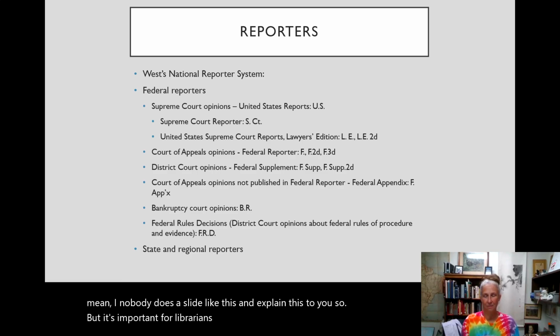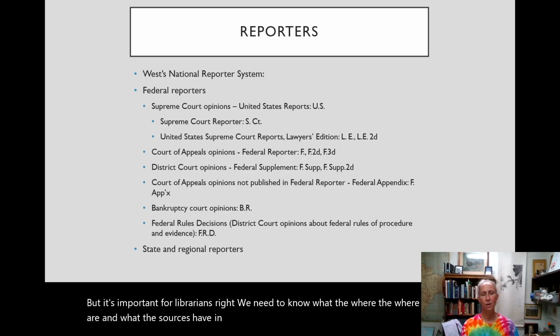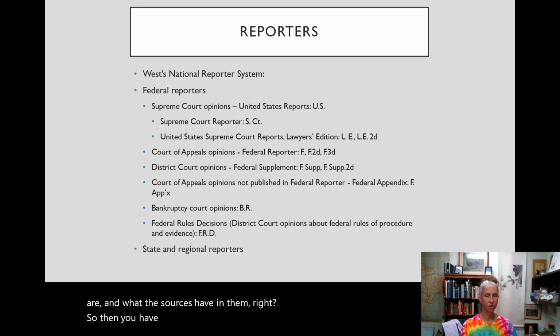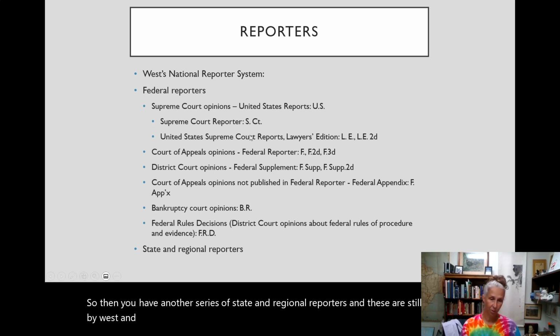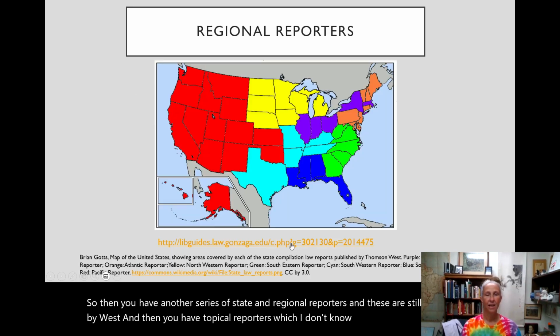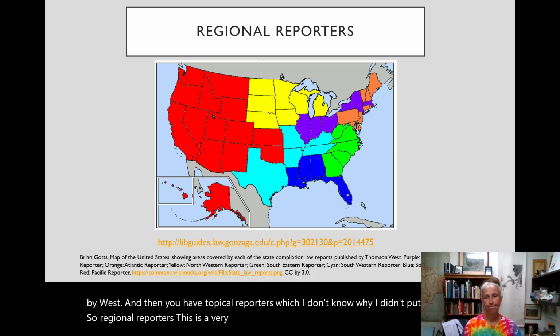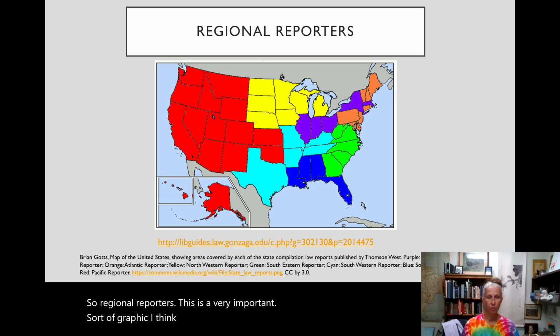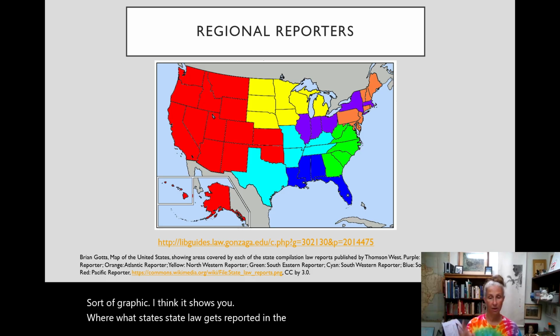We need to know where the things are and what the sources have in them, right? So then you have another series of state and regional reporters, and these are still dominated by West. And then you have topical reporters, which I don't know why I didn't put it on here. So regional reporters. This is a very important sort of graphic, I think. It shows you where what state's state law gets reported in the regional reporters published by West.